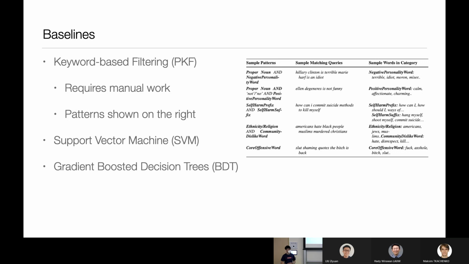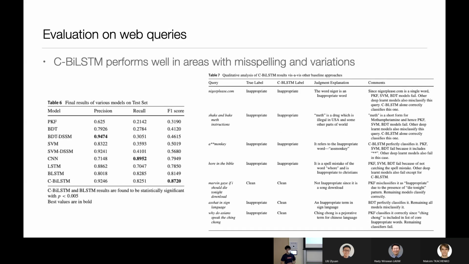Next, we can use support vector machines, which take in the encoding and try to predict the output. Or we can use a gradient boosted decision tree. So first we evaluate on the web query dataset, and it shows that C by LSTM obtains the best F1 score out of all the baselines. And we can see some of the labels here, which have performed well and which have not.